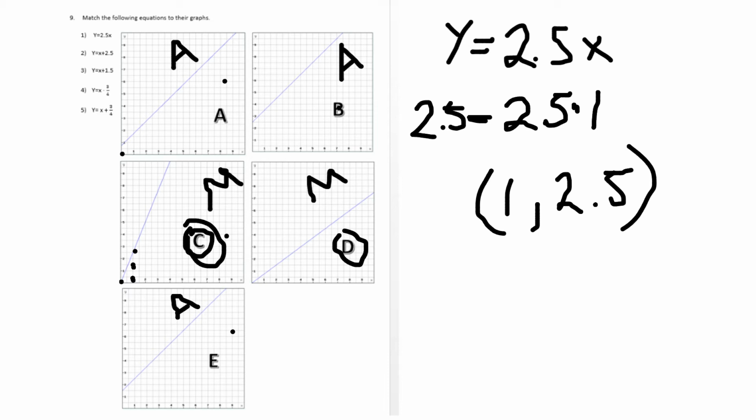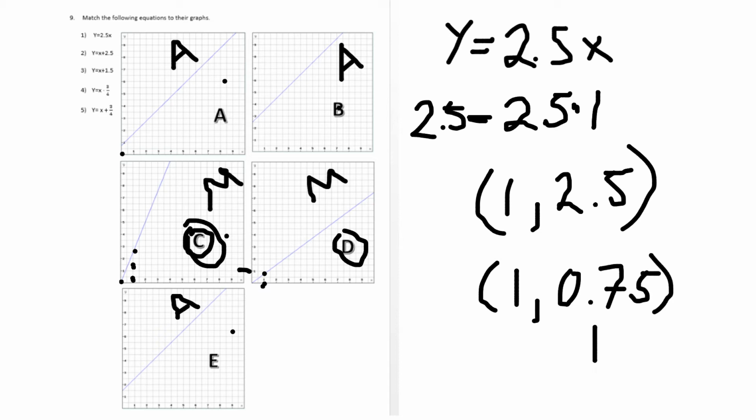I've already checked C. C looks like it could be the answer, but let's just check D. When x is equal to 1, we go up and it looks like y is maybe 0.75, something less than 1, which is right here. So that tells me that if I have an x value of 1, I have a y value of maybe 0.75 or something like that. But in any instance, it doesn't really matter what this number is. It's just not the 2.5 that we're looking for. So the correct answer then for 1 is C. It matches up with graph C. So that is our first answer.